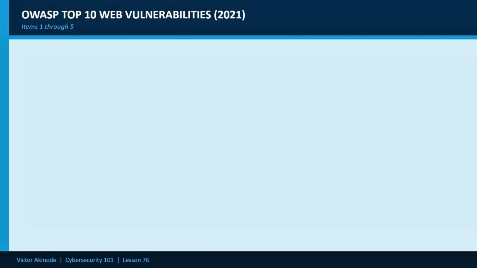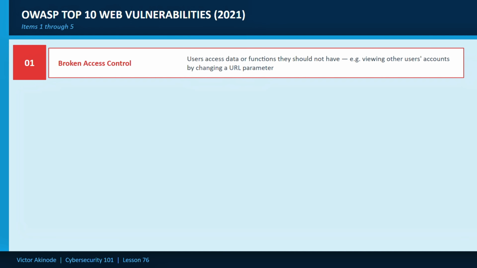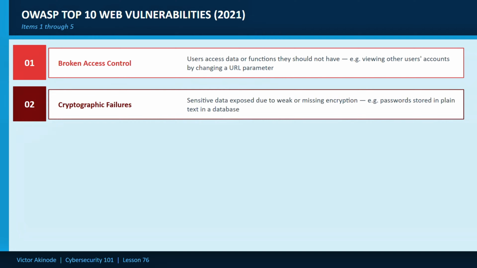Now let's learn the OWASP top 10, which is the most critical web application vulnerabilities. Which are the most critical web application vulnerabilities? OWASP stands for Open Web Application Security Project. What they do is that they maintain the top 10 list of critical security risks, and this is the 2021 edition. So the first one is broken access control, and this is when users can access data or functions they shouldn't be able to. Example includes viewing the other user's account by simply changing the user ID in the URL.